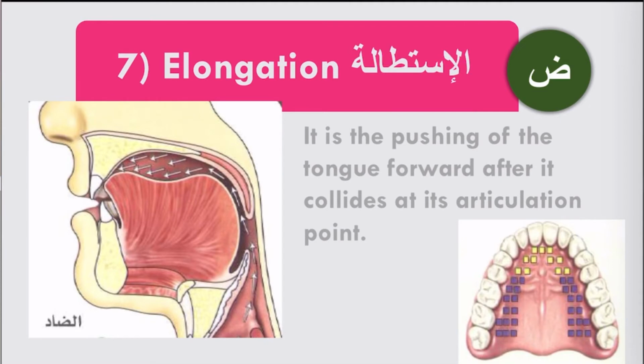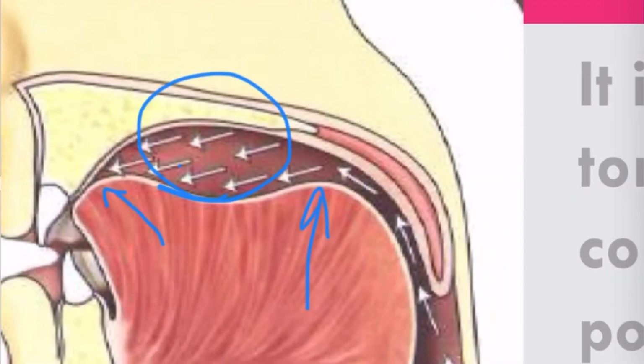So, al-istitalah or elongation, it's the pushing of the tongue forward after contact at its articulation points. Okay? So as you see here, the back of the tongue is up, the tip of the tongue is touching here, and the sound is gathered here. So there is no escape for the sound in this case. So the sound will do two things. Number one, it will press on the tip of the tongue, so it moves until it reaches the meeting points between the gums and the teeth.